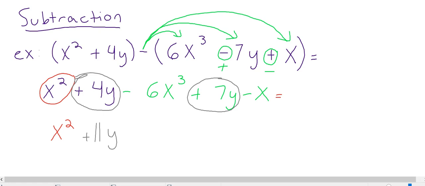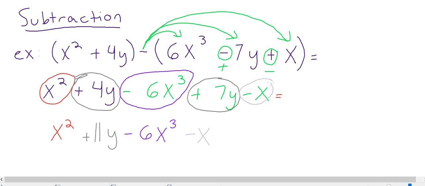Next, minus 6x cubed. Do we have any other like terms? Do we have any other terms with a base of x and an exponent of 3? Minus 6x cubed. We do not. The only other term we have is minus x. And minus x is not a like term, even though it has the same base, because it has a different exponent. So that's our last term. It stays as it is, minus x. And that's the answer to the question.